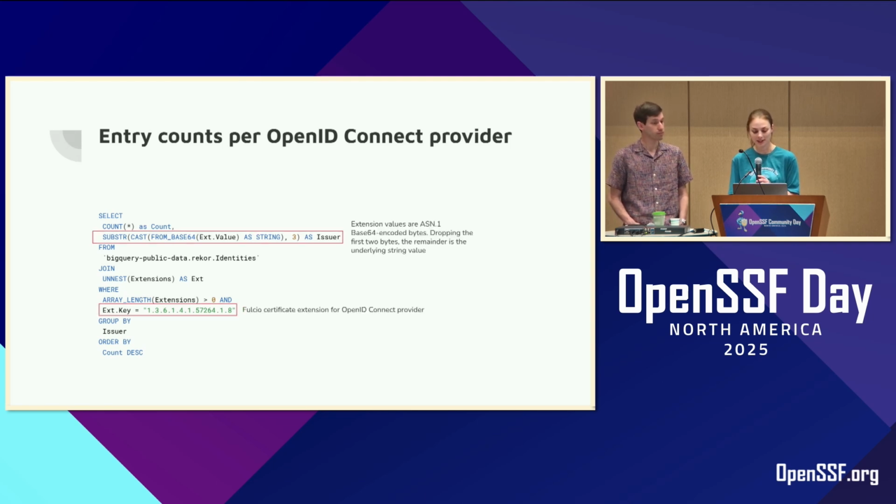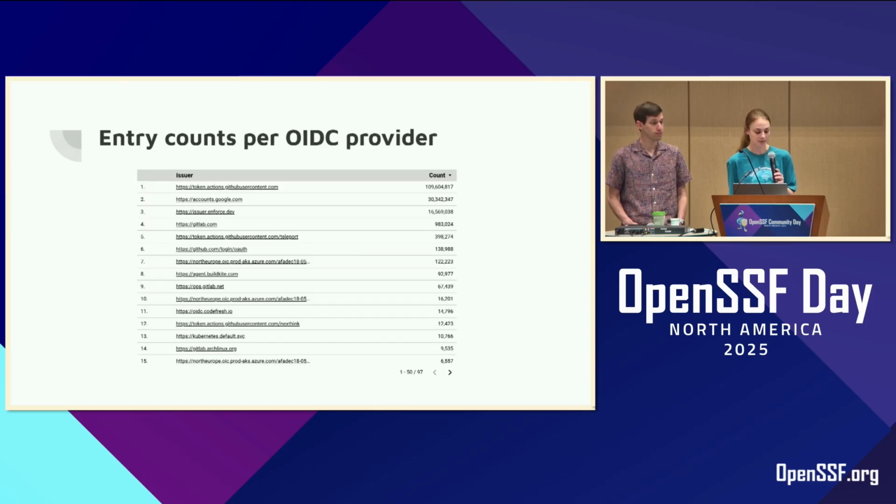Each full CO certificate contains a set of extensions that represent various properties of the signer and build and source environment. In this query, we extract the OpenID Connect provider or issuer for the identity. This gets a human-readable string for the issuer by decoding and truncating the extension value. Here's a list of entry counts grouped by OpenID Connect provider.